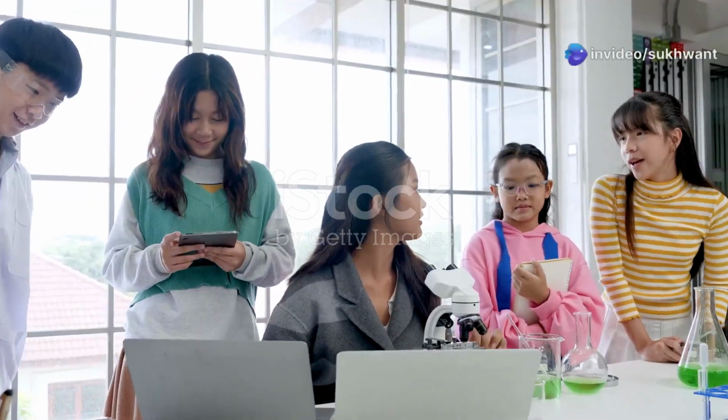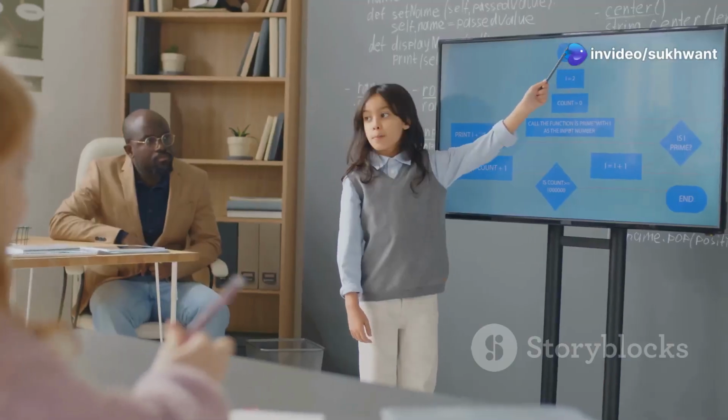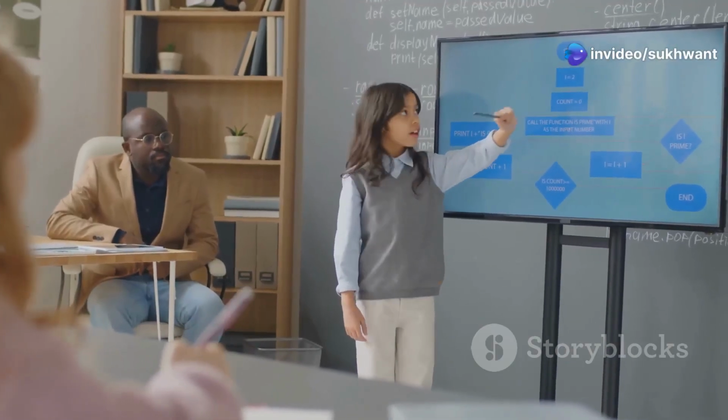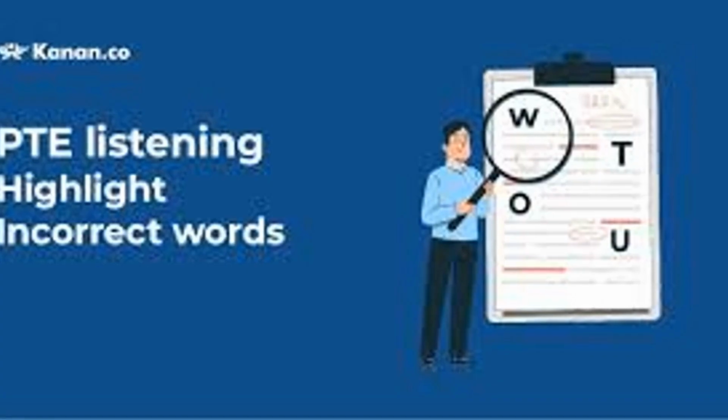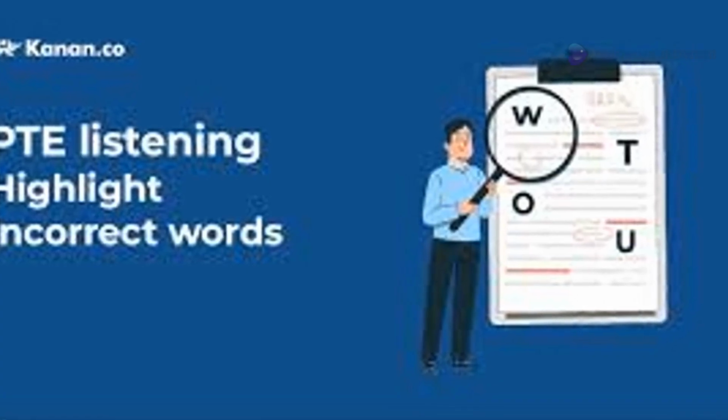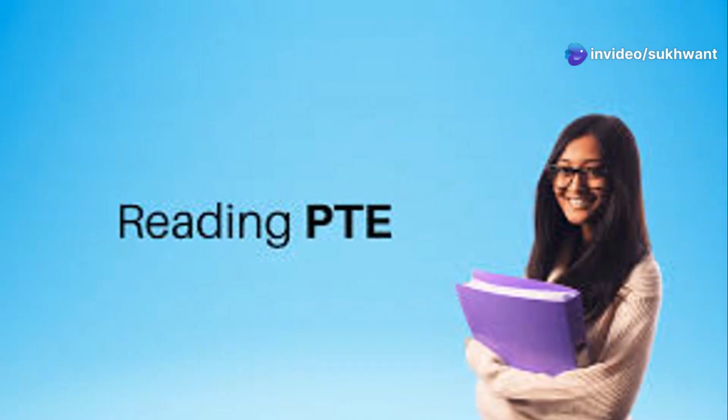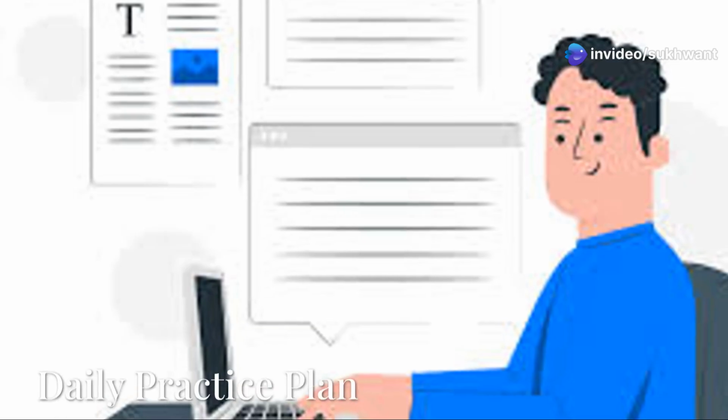So let's talk about integrated practice and how other modules can really impact your reading skills. For example, speaking tasks like read aloud, writing tasks such as summarize written text, and even listening exercises like highlight incorrect words. All of these play a role in shaping your reading abilities.